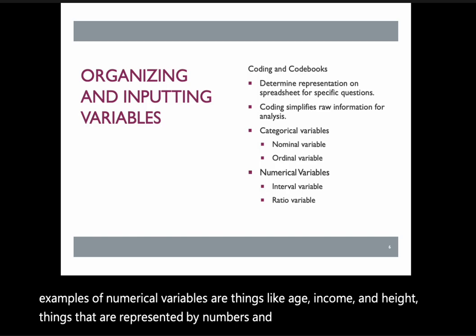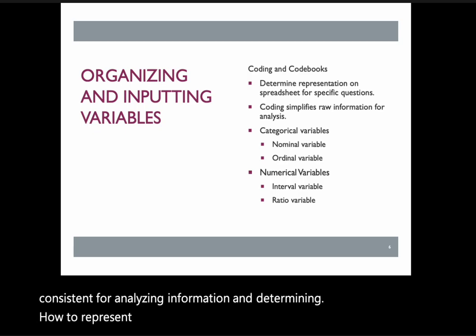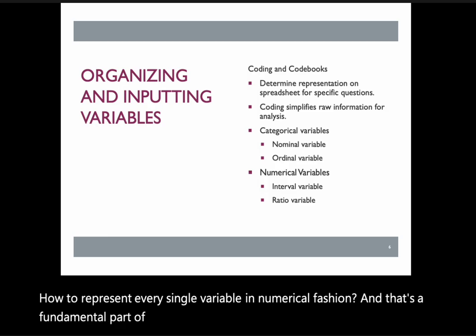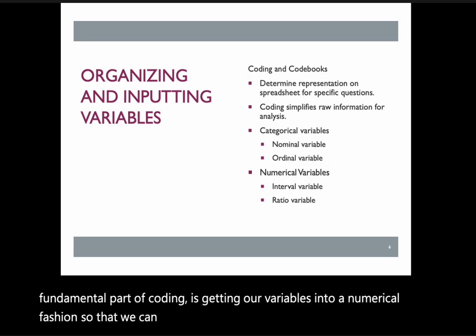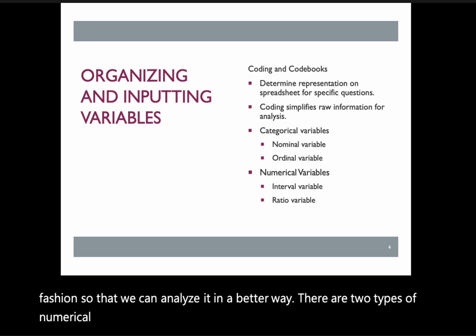Our data set must be consistent for analyzing information and determining how to represent every single variable in numerical fashion. And that's a fundamental part of coding, is getting our variables into a numerical fashion so that we can analyze it in a better way. There are two types of numerical variables: interval and ratio variables.